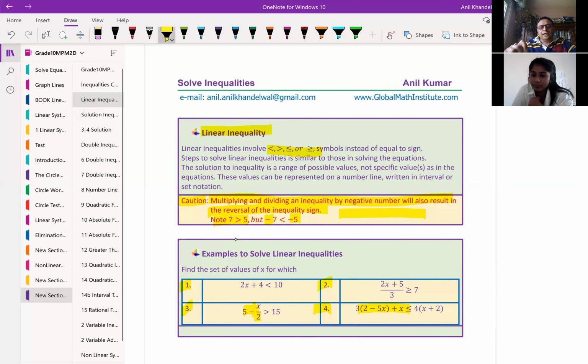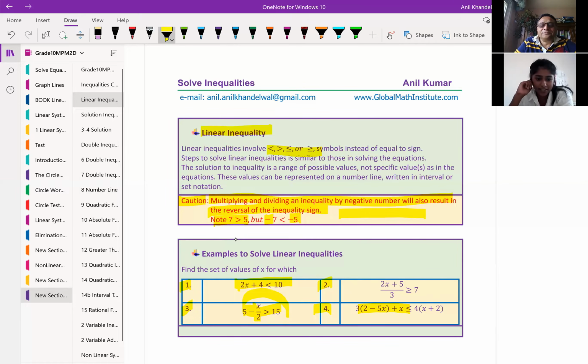Perfect. Now, in short, could you give me the steps to solve the very first question, which is 2x plus 4 less than 10? Yeah, so just move the 4 to the right-hand side. So it's 2x, then that same sign, 6. So x would be less than 3. Less than 3, correct. Can you give me the solution of question number 3? Yeah, so bring the 5 to the right-hand side.